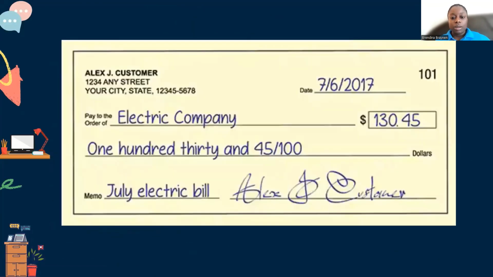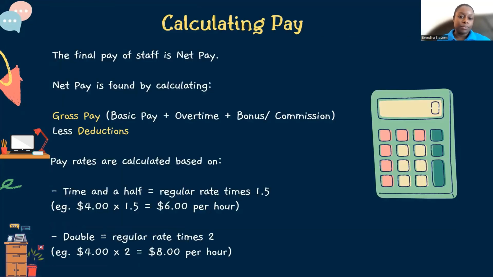Checks can also be used to make payments to staff in the same way we can pay anybody else, right? And so just to point out, when we're calculating pay, we first have to look at the final pay of staff being the net pay, like I said. And net pay is found by calculating the gross pay, which is your basic pay, plus any overtime, plus any bonus, plus any commission, like we just saw, less any deductions.